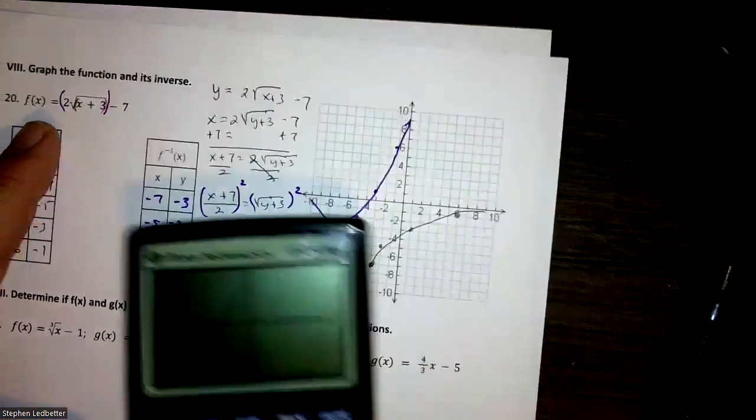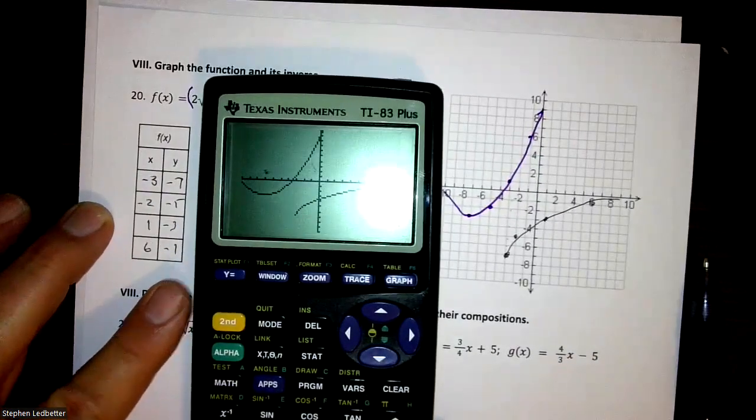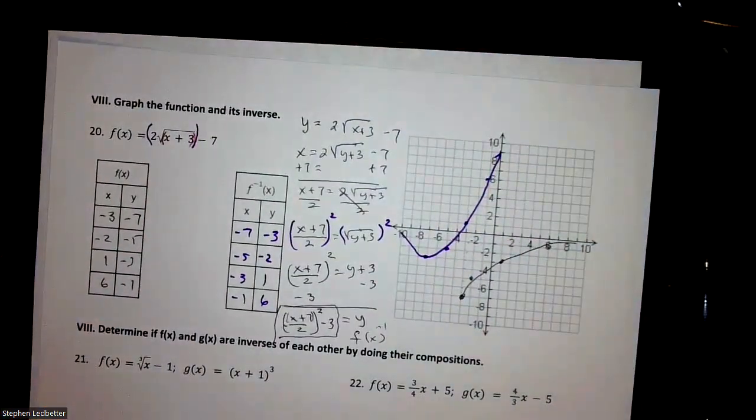And now we hit graph, and these two should look very similar, if you can see them. Very similar. All right. I'm gonna pause it for a second, take a little break, and then finish the last ones.